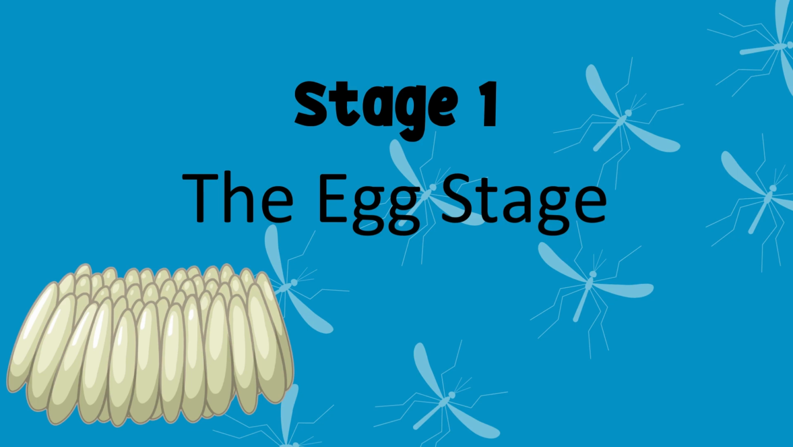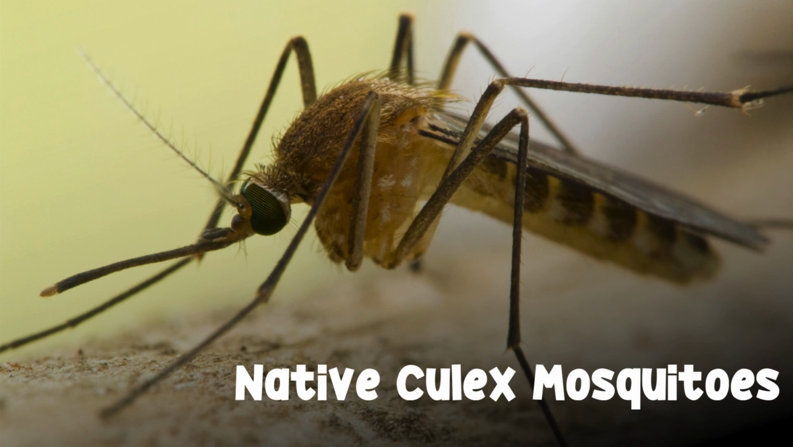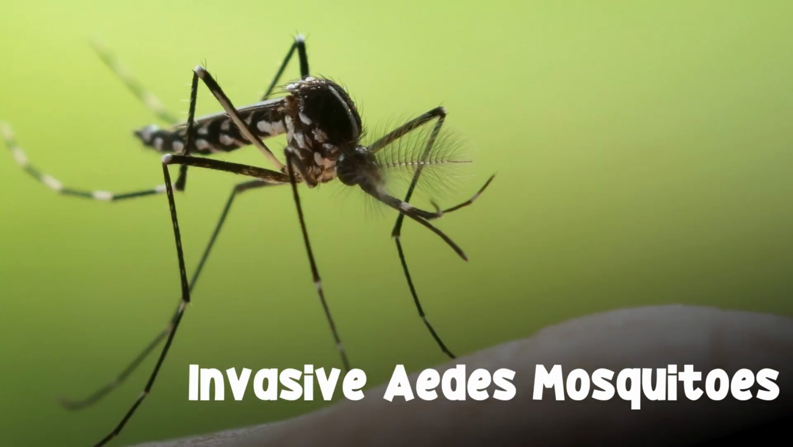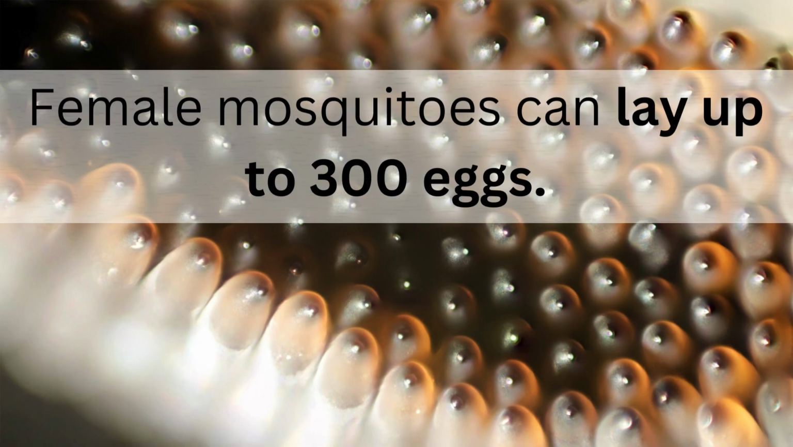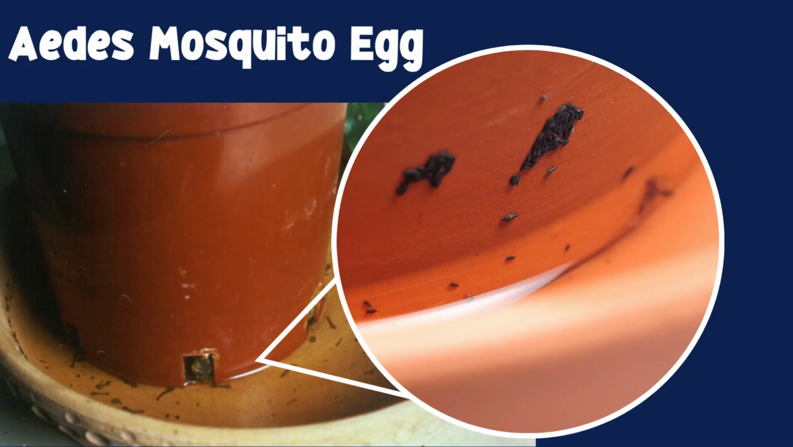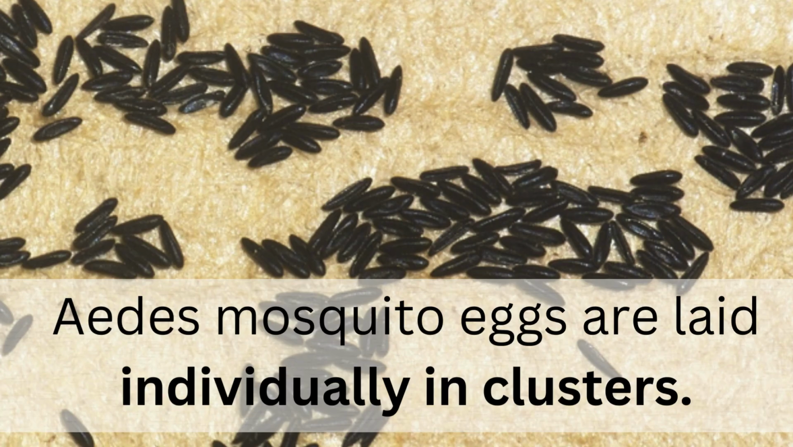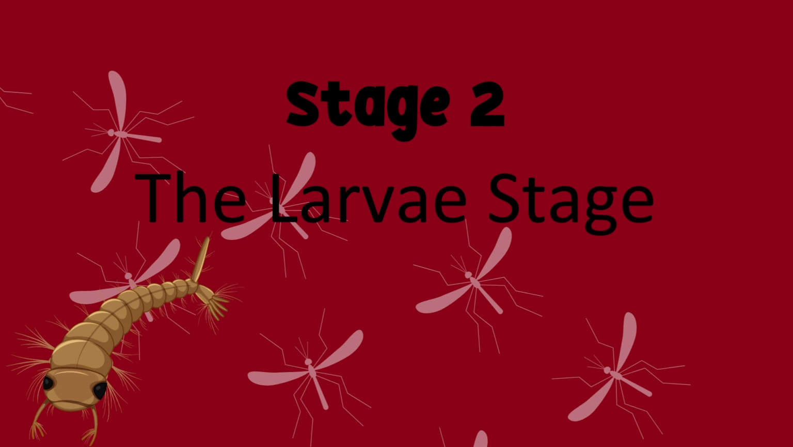As Miss Lily talked about, we have 2 species of mosquitoes of concern within our district. We have the native Culex mosquito and the invasive Aedes mosquito. The native Culex mosquito lays their eggs in an egg raft. These egg rafts can have up to 300 eggs. The invasive Aedes mosquito lays their eggs inside the walls of dried containers. These eggs are also laid individually and clustered together. And once they hatch, they enter the larva stage.